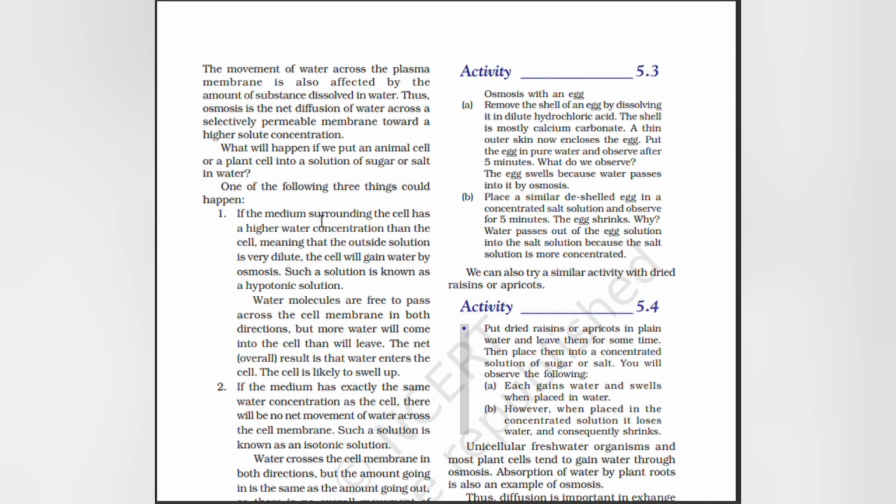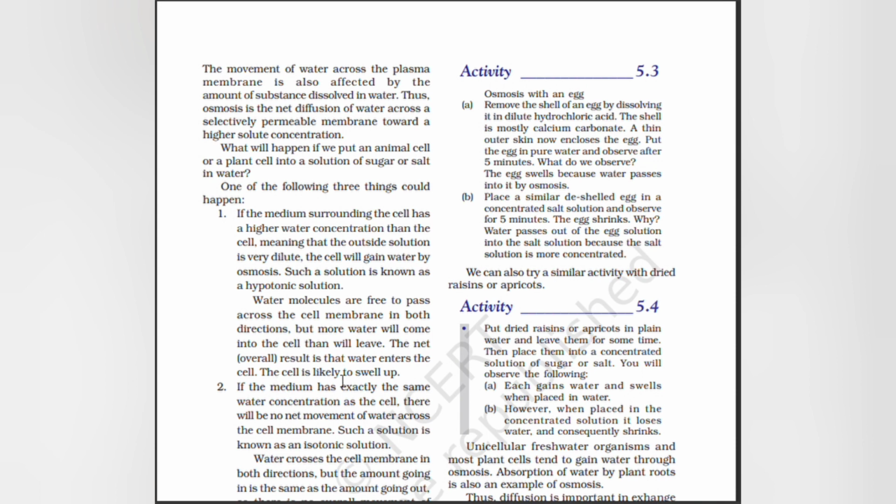If the medium surrounding the cell has a higher water concentration than the cell, meaning that the outside solution is very dilute, the cell will gain water by osmosis. Such a solution is known as a hypotonic solution. Molecules are free to pass across the cell membrane in both directions, but more water will come into the cell than will leave. The net result is that water enters the cell. The cell is likely to swell up.